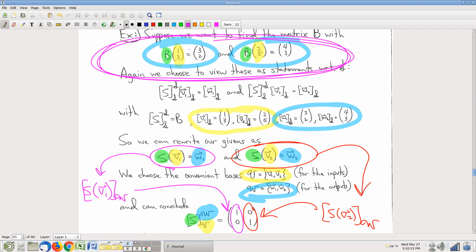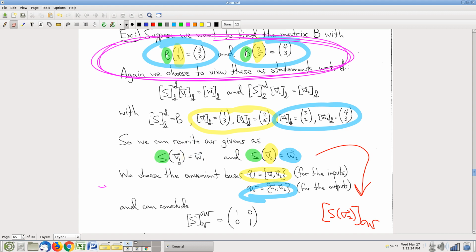We write what we want to know, or we write what we can about S based on those choices, and now what we have left over is just a change of basis problem.